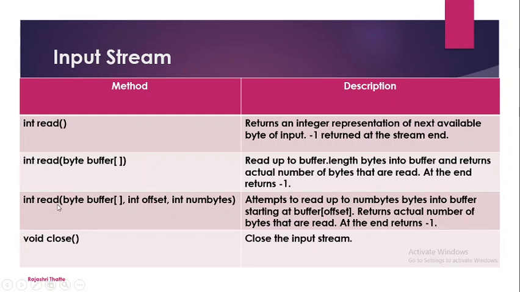Next, let us consider I have a very big buffer in which I can read a number of bytes of data from the source, but while reading the data I want to specify from which index or from which element, and up to how many bytes, I want to fill this array. I can do this. For that, here is the read method. Int is the return type, the method name is read. Byte buffer, again we have to specify whatever byte array we have. Next, offset means from which element or index location you want to start reading into the buffer. And int numBytes means how many bytes you want to read. So it attempts to read up to numBytes into buffer starting at buffer offset, and returns the actual number of bytes read. At the end it returns -1.